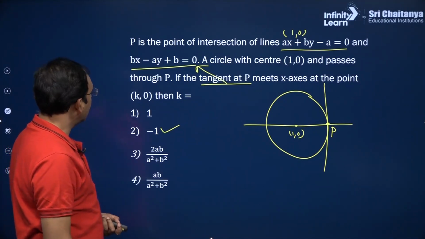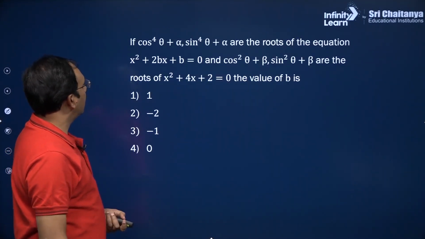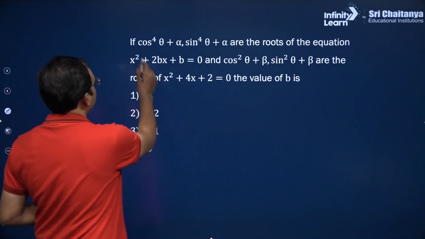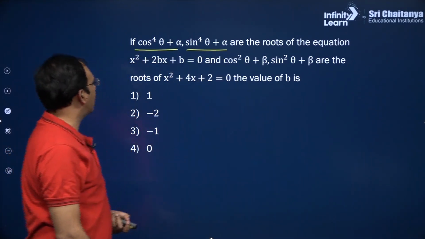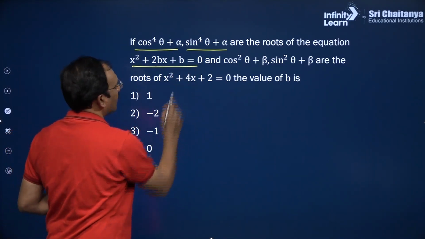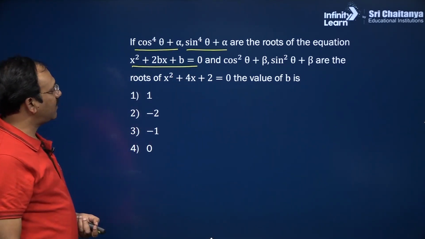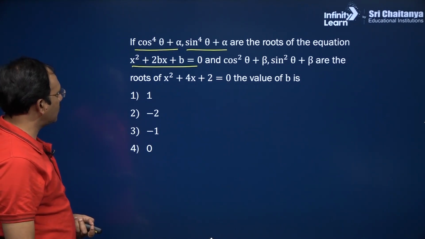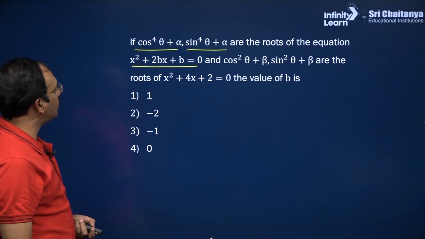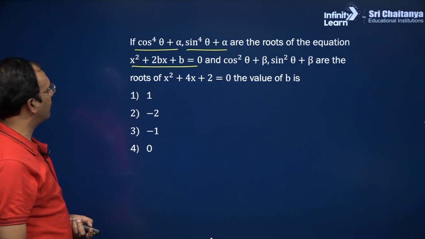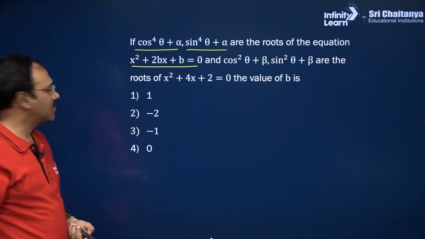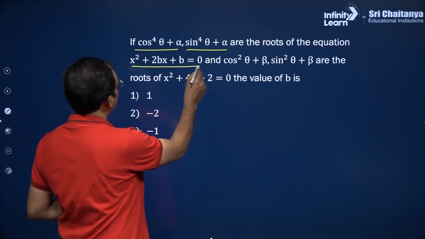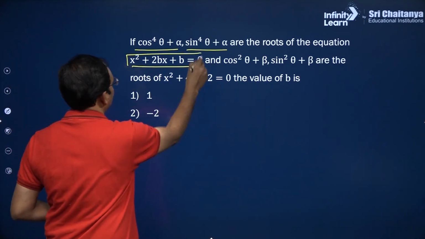Next, my dear friends, you see this particular cos power 4 theta plus alpha, sin power 4 theta plus alpha are the roots of the equation, and cos square theta plus beta, sin square theta plus beta are the roots of the second equation, then the value of B is, where is B, my dear friends? So, something is missing. You see, these are the roots of the equation. Okay, here is B, right.